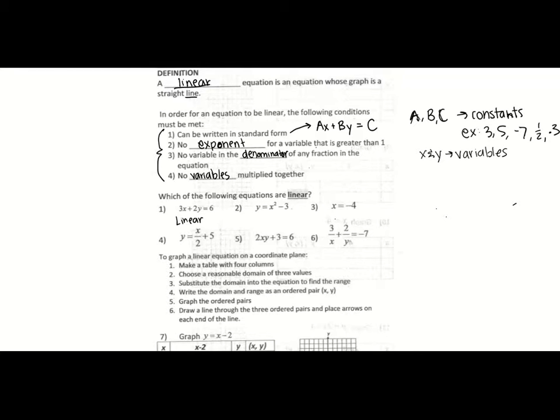If we look at number 1, number 1 is written in that standard form. It's got a constant 3 times x, a constant 2 times y, and then equals some constant. So that is in linear form. Number 2, we have an exponent, so right away we can say not linear.